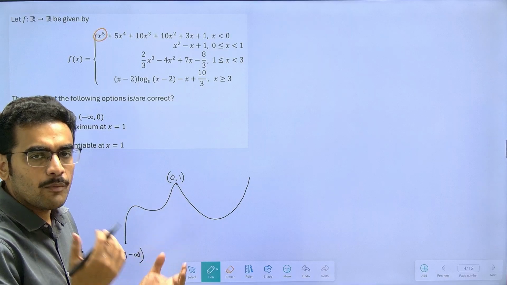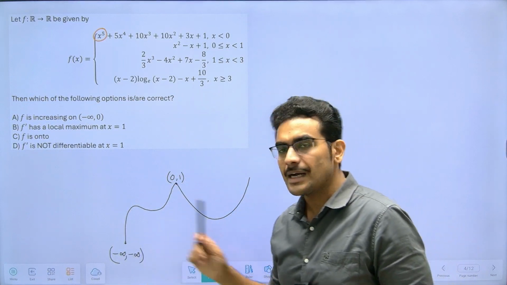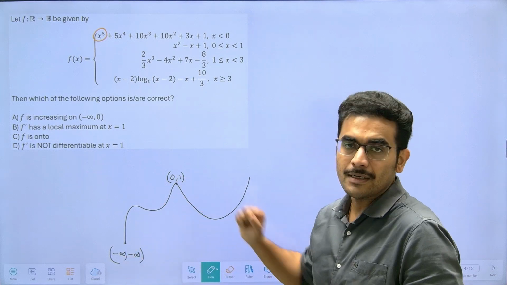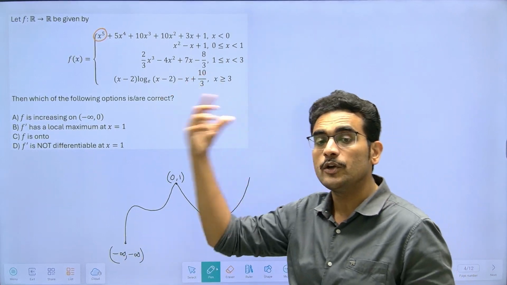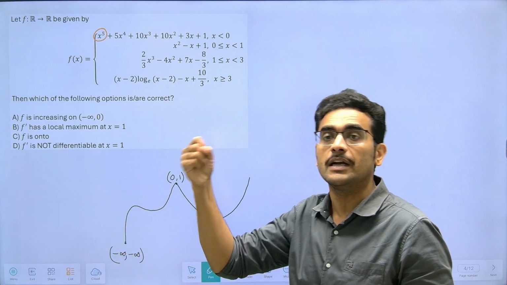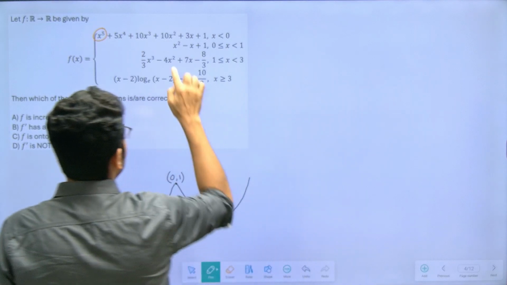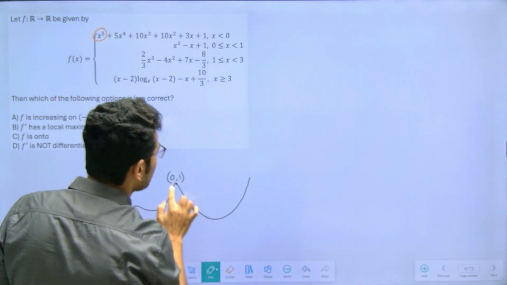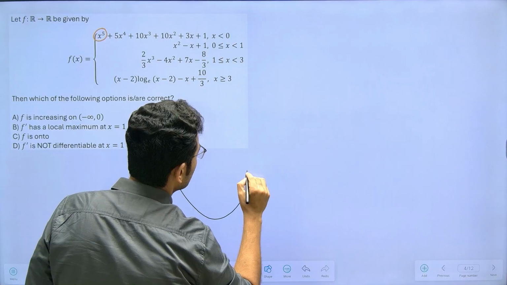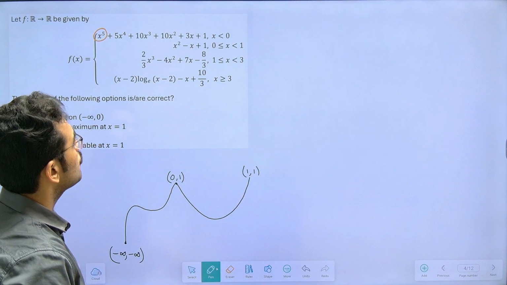The nature of the graph is from where the graph is starting and where the graph is ending. We know that the graph starts at minus infinity and ends at plus 1, and we know that it is a polynomial, so it must be continuous. So I am just drawing a rough sketch of a continuous graph. Next, this one starts from 0 comma 1 and ends at 1 comma 1. This is an upward opening parabola.